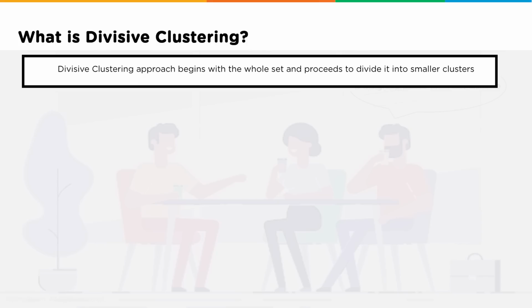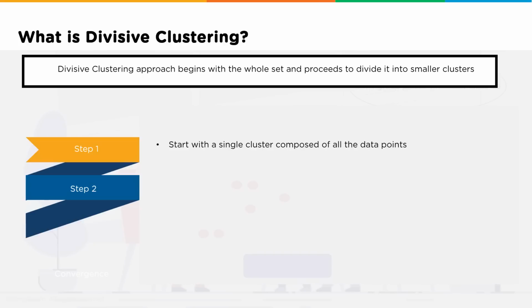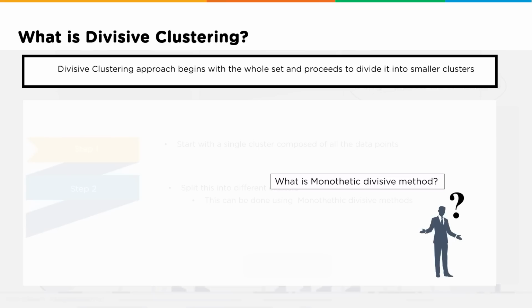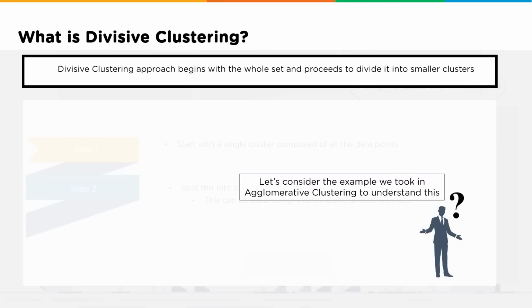Divisive clustering approach begins with a whole set and proceeds to divide it into smaller clusters. So we start with a single cluster composed of all the data points. We split it into different clusters. This can be done using monothetic divisive methods. What is a monothetic divisive method? We'll go backwards and consider the example we took in the agglomerative clustering to understand this.